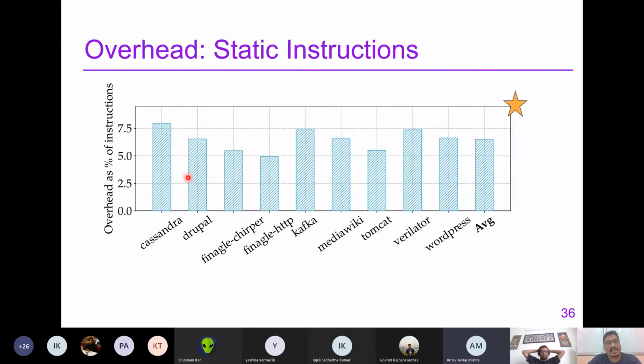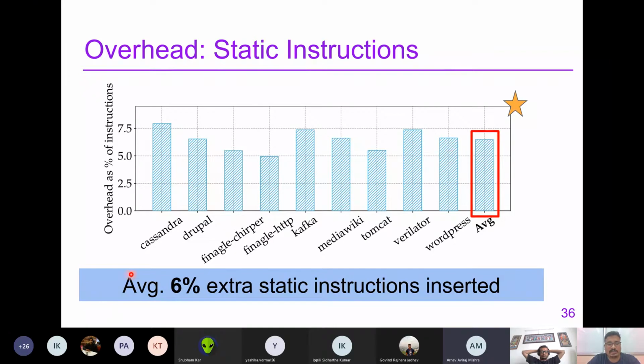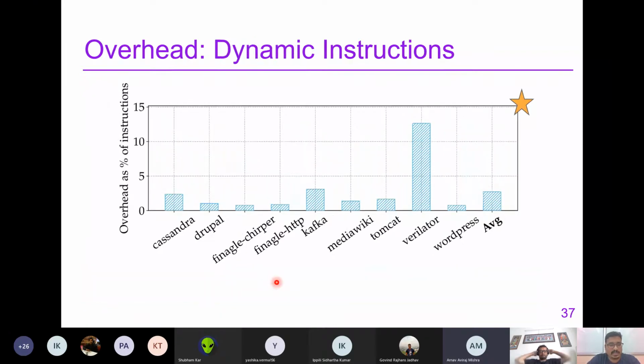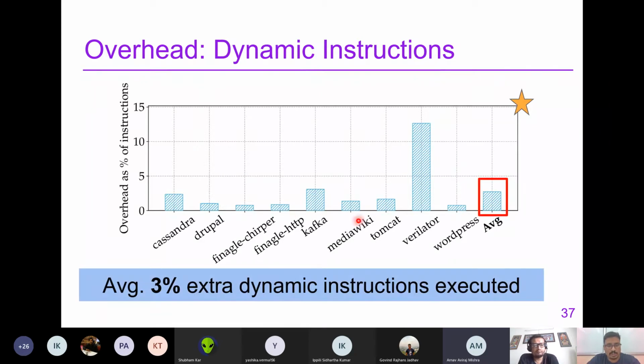Since we are adding a new instruction, we also need to look at the overhead of these instructions. On average, the static overhead is 6%, and the dynamic overhead is much less, with on average 3% dynamic instruction overhead.